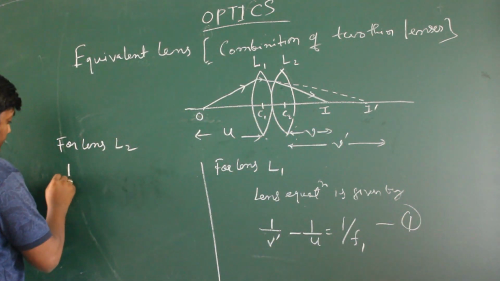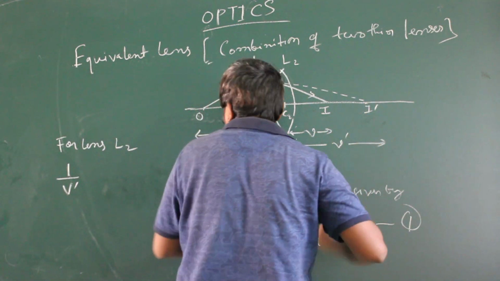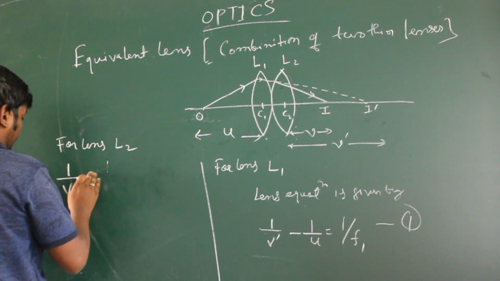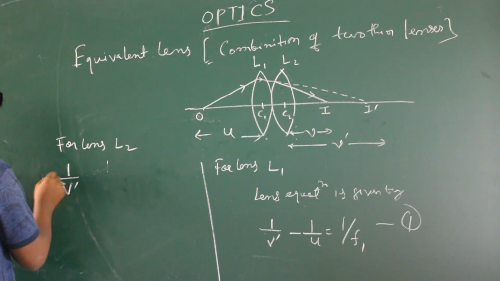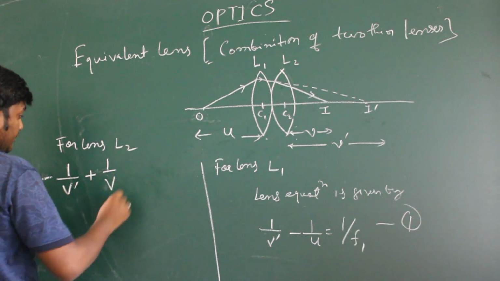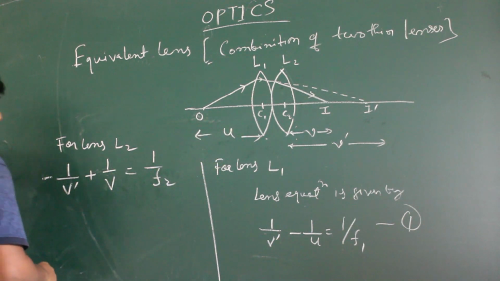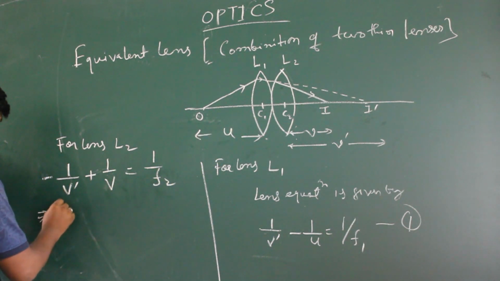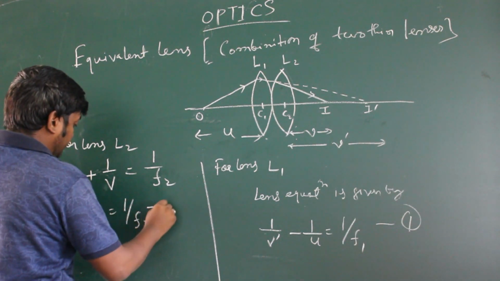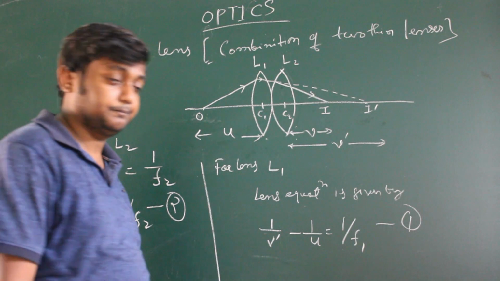Object distance is 1 by V dash. Since it acts as object, V dash will be the object distance, so minus 1 by V dash plus 1 by V equals 1 by F2. For lens L2, taking focal length F2, it will be 1 by V minus 1 by V dash equals 1 by F2. Give it equation number 2.